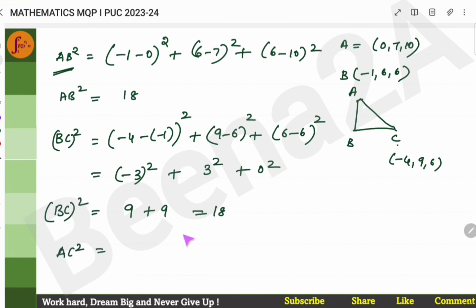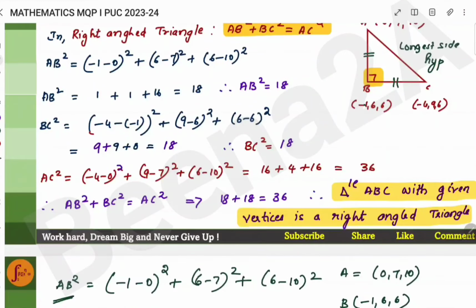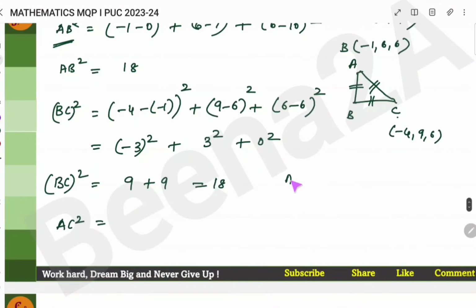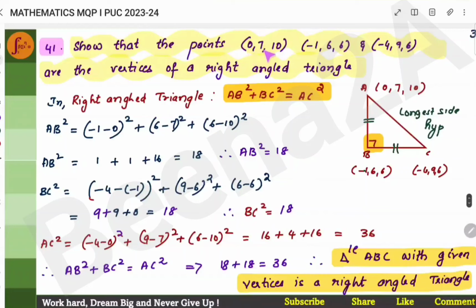Similarly, we find AC square, right? We'll first find AB, BC, then we'll find AC. So now, when you simplify AC, you will get 36. AC square is 36. Now, you substitute here. AB square plus BC square should be AC square. So here you will get 18, here also you will get 18, and AC we got as 36. So 36 is equal to 36. Therefore, we can say this is a right angle triangle. Therefore we can say the given points are the vertices of a right angle triangle, because we are able to satisfy this rule.